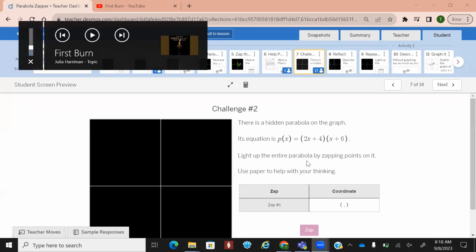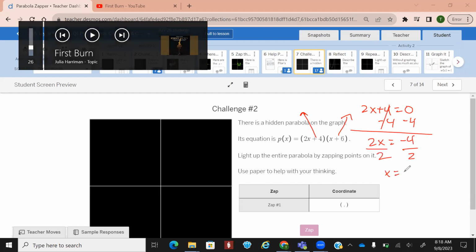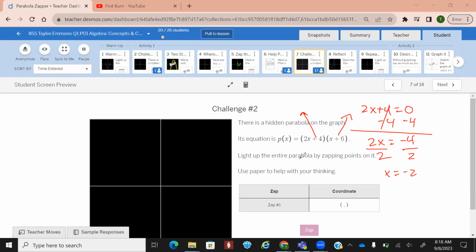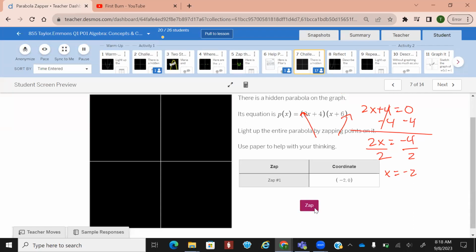All right, so on this one, how do I find my x-intercepts? Well, I set both of these equal to 0 and I solve. So 2x plus 4 equal to 0. I would move the 4 to the other side. And then I'm going to divide by 2. So we have an x-intercept at negative 2. So I've got negative 2 comma 0. Zap. And I got 4. And 2, 4.